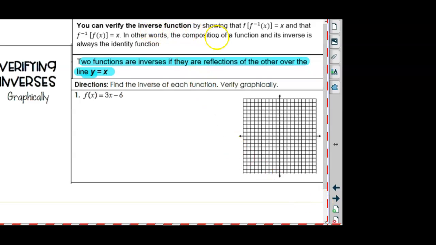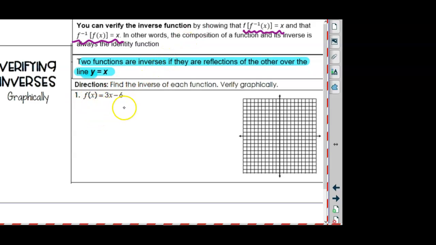All right, you can verify that two functions are inverses of each other by putting one inside the other, okay? In other words, the composition of a function and its inverse is always x. So when you put a function into its inverse or an inverse into a function, remember how we did compositions yesterday? They would undo each other and all that would be left would be x. We'll talk about that in a second.